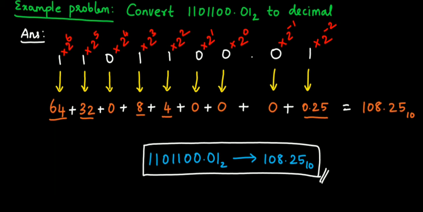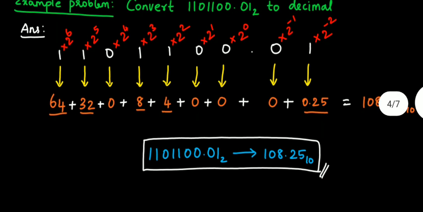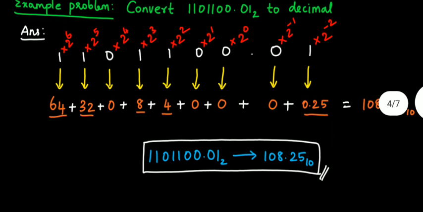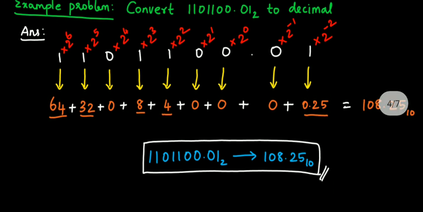So for the integer part, from right side to left side, you have to increase the powers of 2. That is the position value of each and every binary digit. Start from 0. What is the position value? 2 power 0. So 0 is multiplied with 2 power 0. Next one is 0 multiplied with 2 power 1. Next one is 1 multiplied with 2 power 2.